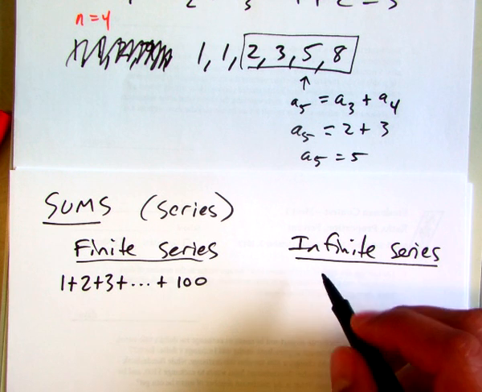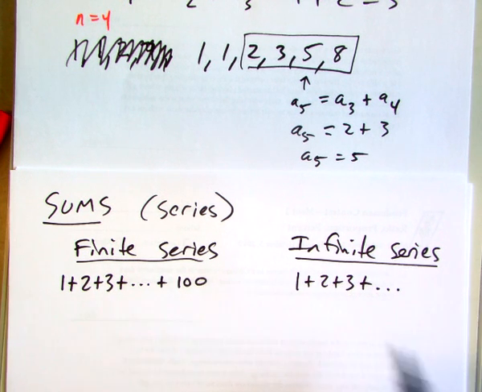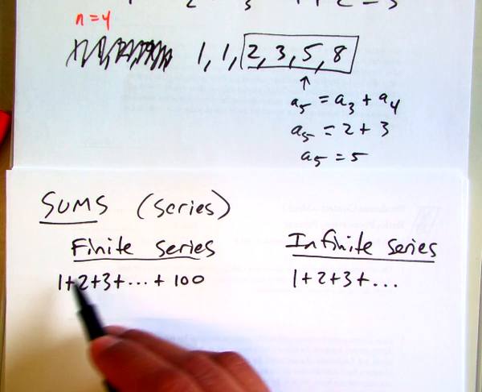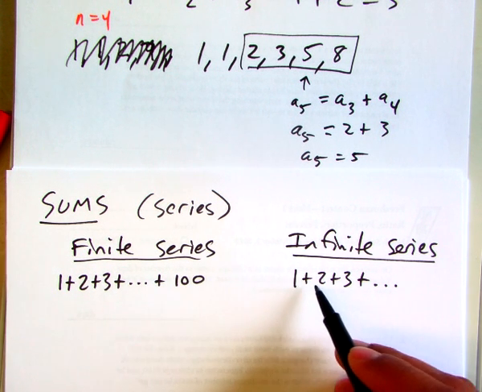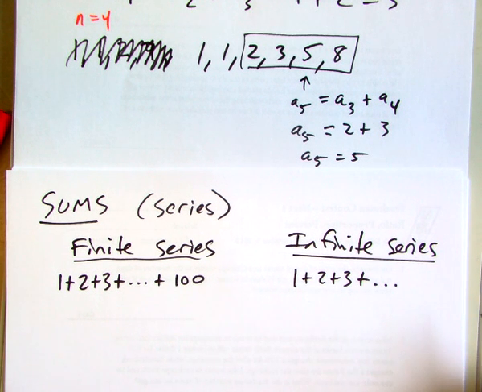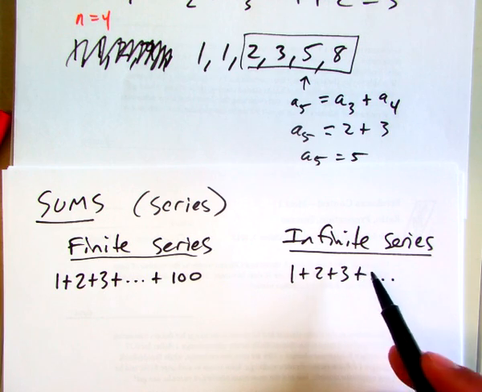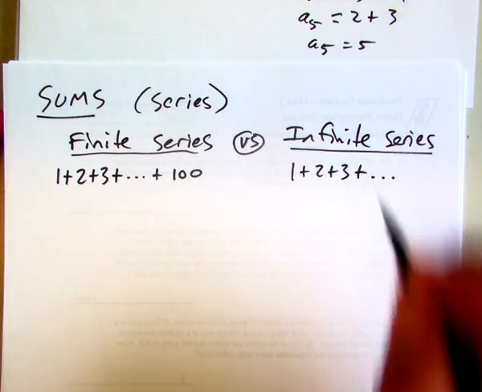Infinite, the notation, or if you actually wrote it out, would look like this. Same sequence of numbers. Here we're stopping at 100. Here's the same sequence of numbers again, but there's no end. We just keep going and going and going. Okay, so that's the difference between finite and infinite. So just make sure you understand the difference.